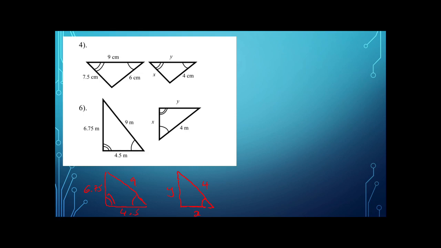So we want to find what the multiplying factor is, and that multiplying factor, we need to compare the corresponding size of the two sides that we know. I'm going to show this as a multiplication. So to get from the smaller to the bigger, we must multiply by 9/4, the bigger side divided by the smaller side. So our multiplying factor every time is going to be 9/4. So to find x, we multiply by 9/4, and that gives us 4.5.